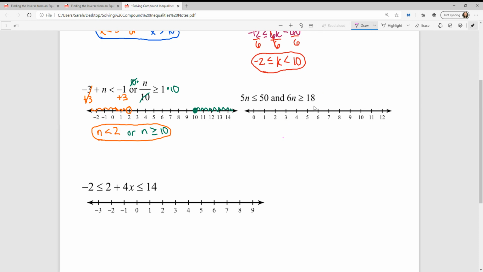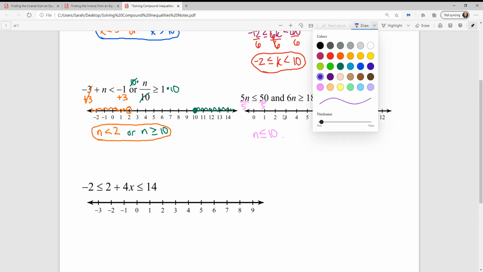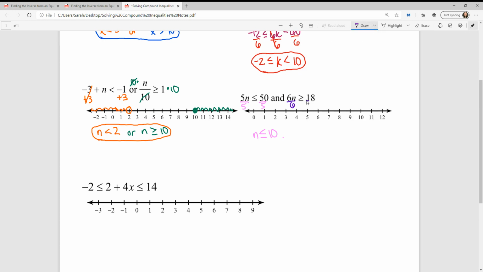Next up, this one is also written as two separate pieces, so I'm going to solve it as two separate pieces. To get n by itself, I'm going to divide by 5. 50 divided by 5 is 10. Also for this one, to get n by itself, I need to divide by 6. And the word and is in between those. So I have n is less than or equal to 10, and n is greater than or equal to 3. Let's put those circles down.